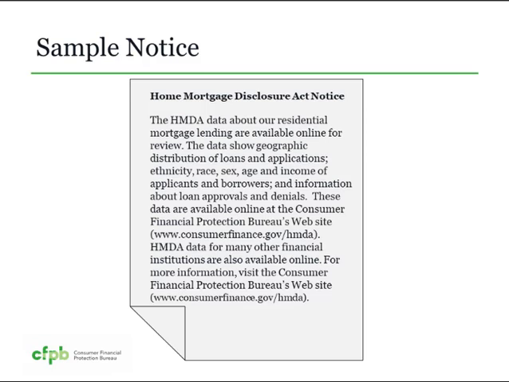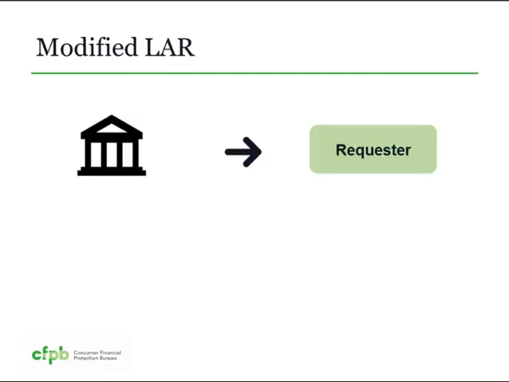A financial institution may use this sample notice. The suggested language for the notice can be found in comment 5C-2. The financial institution must make the notice available to the public for a period of 3 years. A financial institution may also provide its modified loan application register to a requester and charge a reasonable fee for costs incurred in reproducing or providing the modified loan application register. If a financial institution opts to provide its modified loan application register to a requester, it must still comply with the notice requirement.